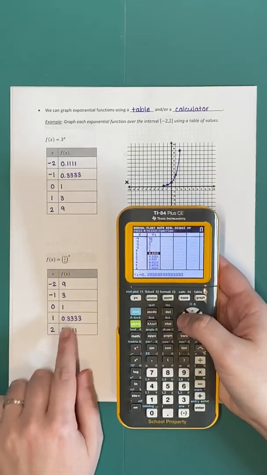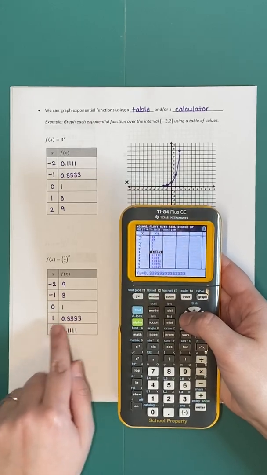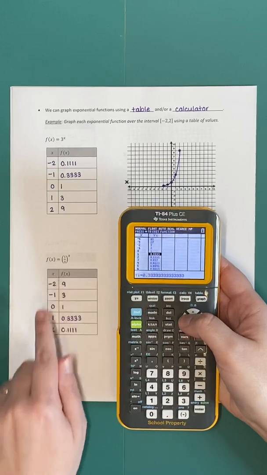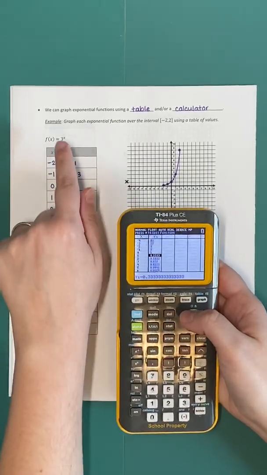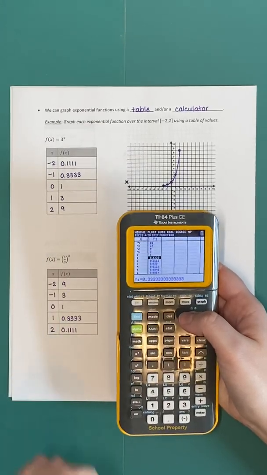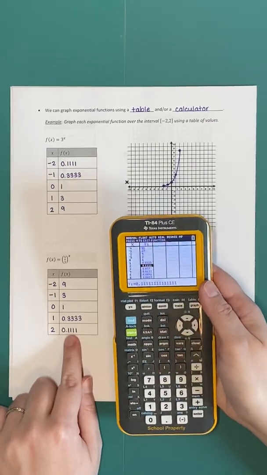That's technically what this is. So 1/3 to the first power is 1/3. This is a simplified version of 1/3. It's rounded. And then 1/3 squared is actually 1/9. So if 3 squared gives us 9, then 1/3 squared gives us 1/9. And if you round that as a decimal, 0.1111.